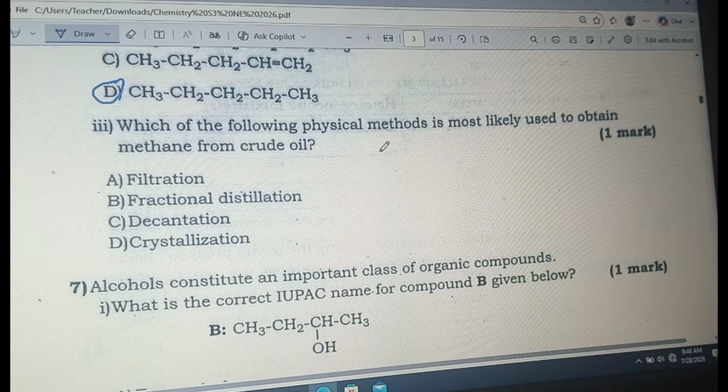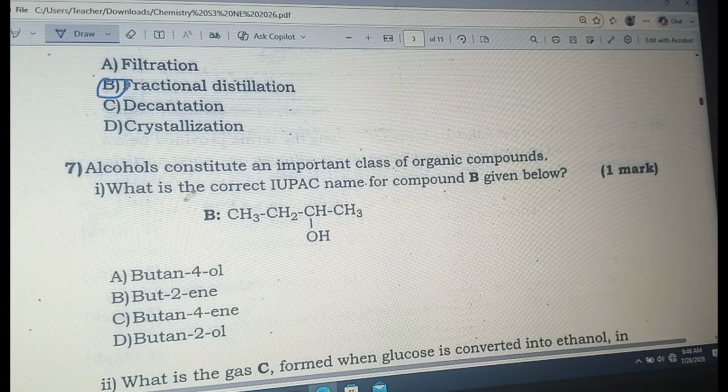Which of the following physical methods is mostly likely used to obtain methane from crude oil? Filtration? No. Decantation? No. Pasteurization? No. The best option is the fractional distillation.